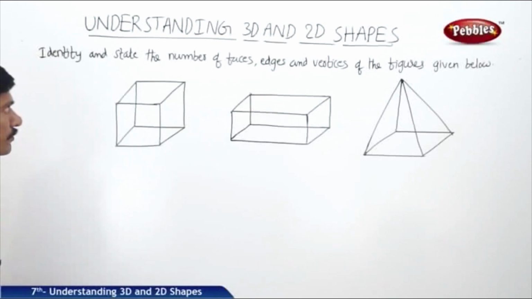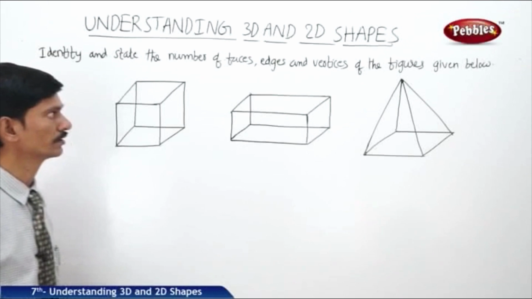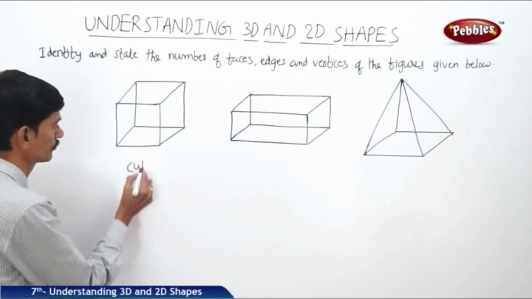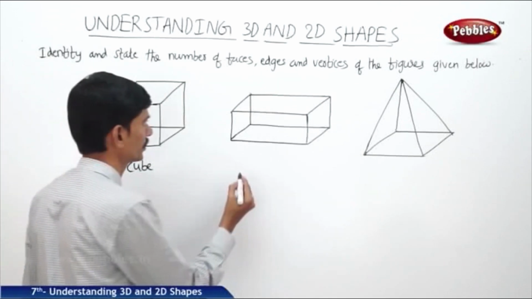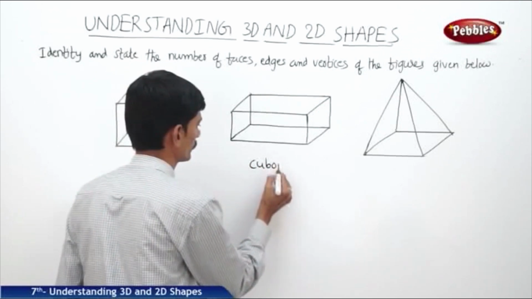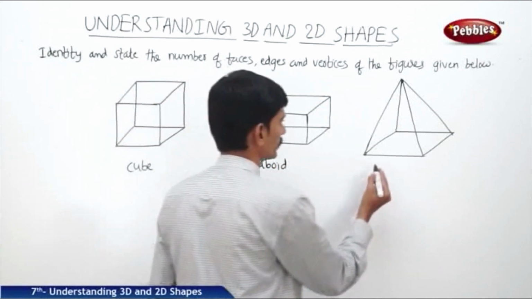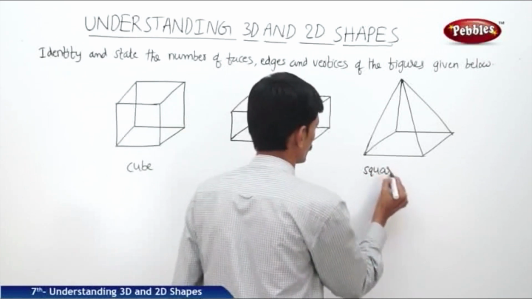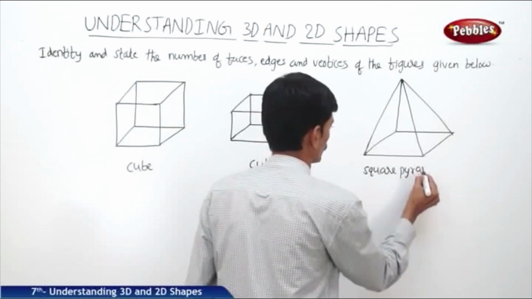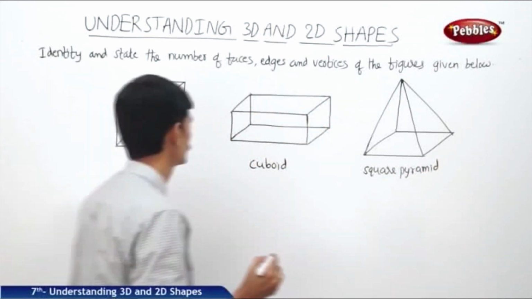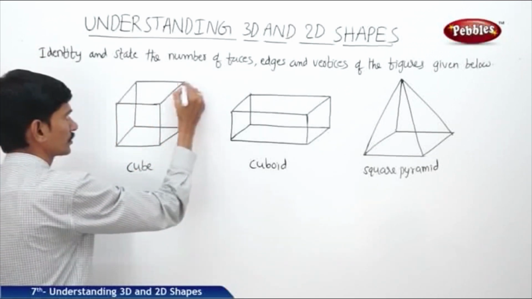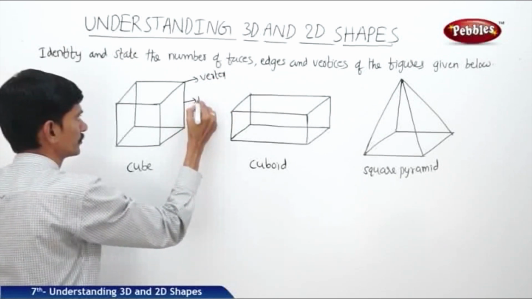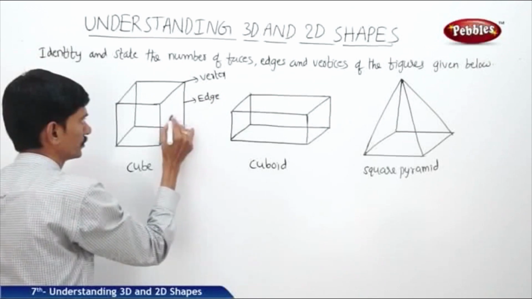Identify and state the number of faces, edges and vertices of the figures given below. So the first figure is a cube and the second figure is a cuboid and the third figure is a square pyramid. Now, this corner is a vertex and this is an edge and this is a face.